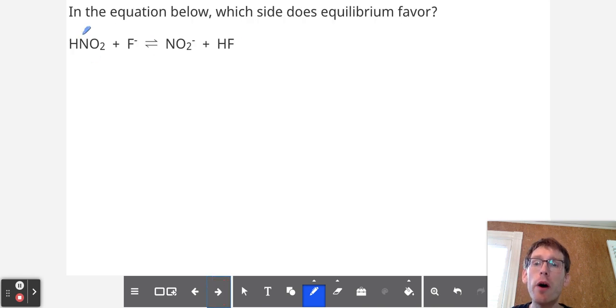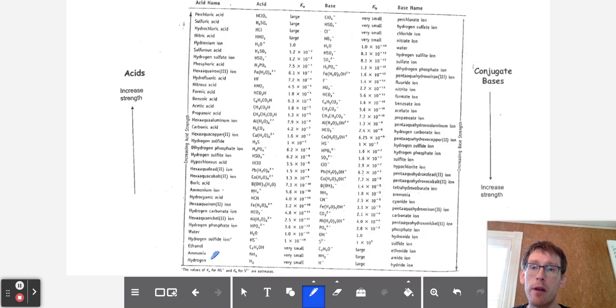Now, what if we have, though, a weak acid, HNO2, and a weak base, F minus, giving us a weak base of NO2 minus and a weak acid of HF? There still will be some side that's favored, but what we have to do is look at this table right here. Basically, on the left side here, we have some acids. The higher up, the stronger the acid. And on the right side, we have the bases: the lower, the stronger the base.